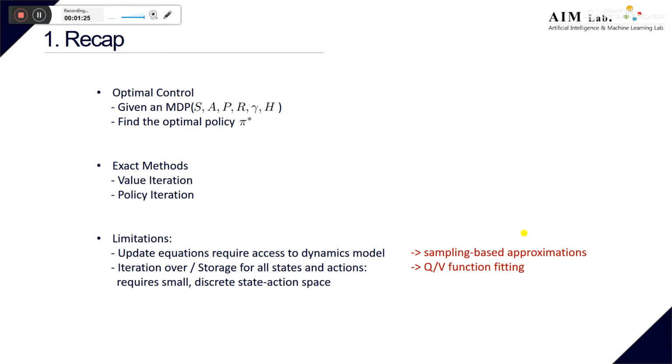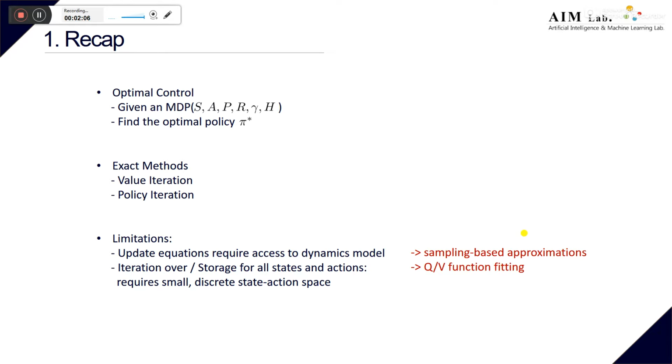Recap of previous lectures. One is optimal control. The process is considered as a Markov decision process, which is MDP. S is the state space and A is the action space. P is called the transition function, which is the probability of choosing the next state when a current state and an action are given. R is reward. Gamma is the discount factor, which is between 0 and 1. H is the horizon. H can be finite or infinite.